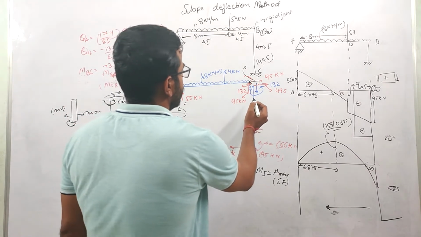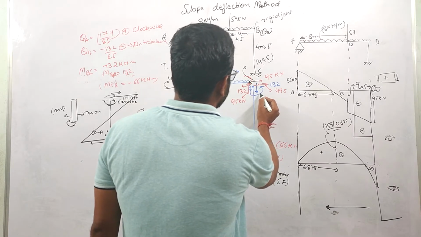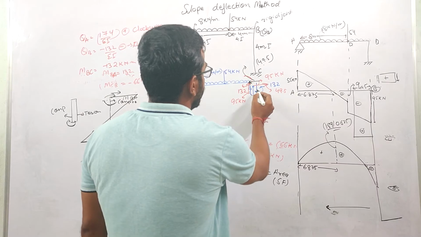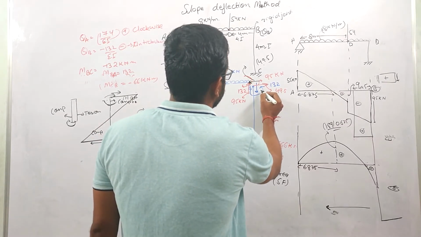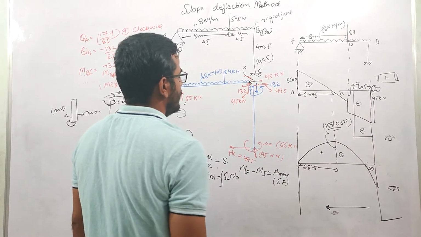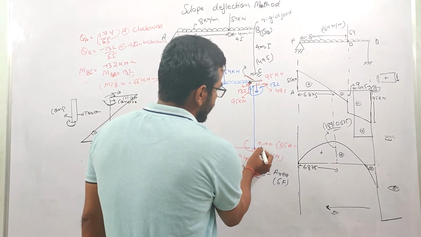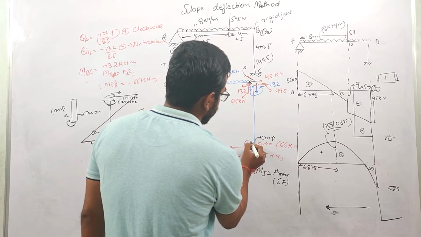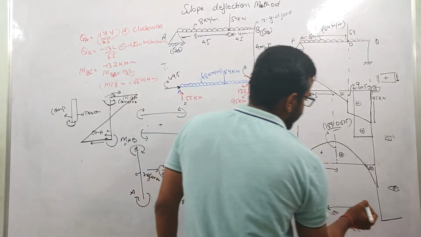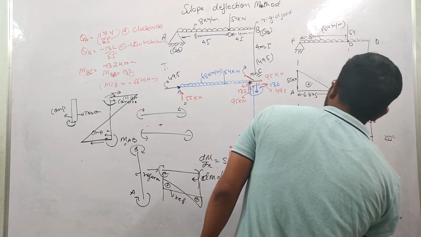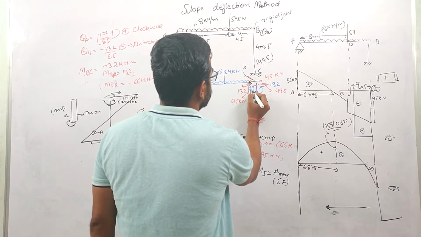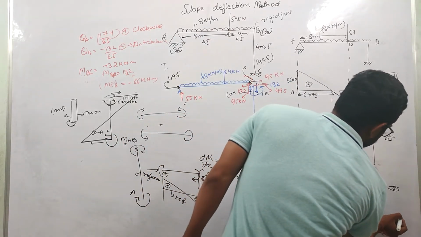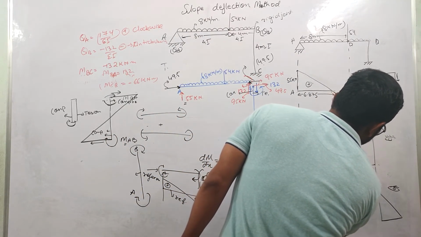And at this end, you can see that the moment is also anti-clockwise. This moment will provide compression on this side and tension here. So the bending moment diagram will be drawn from the compression side. Here the compression will be on this portion and tension here, so the bending moment diagram will be like this.